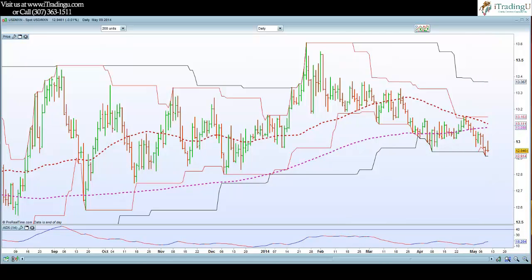I want to move on to the softs now. And the first market we're going to look at is cocoa.